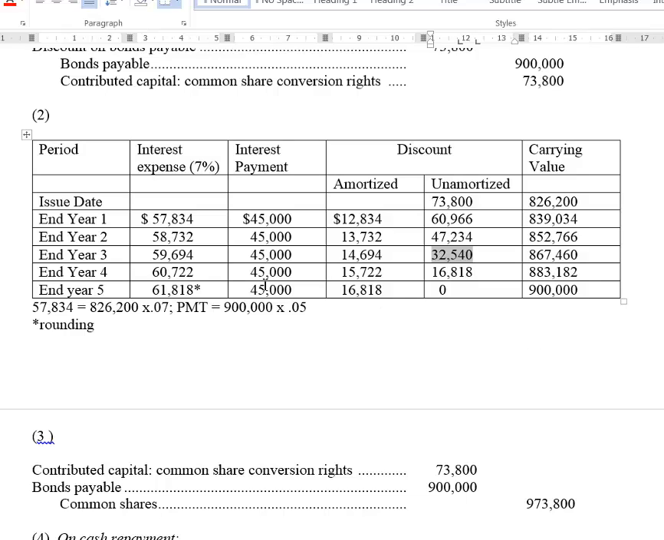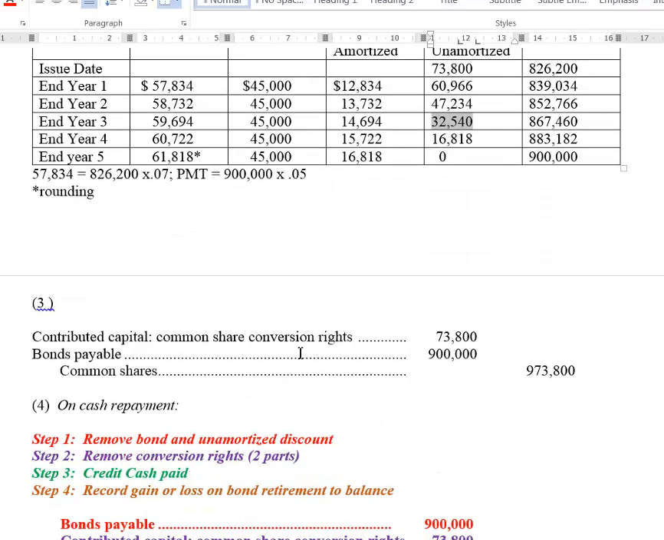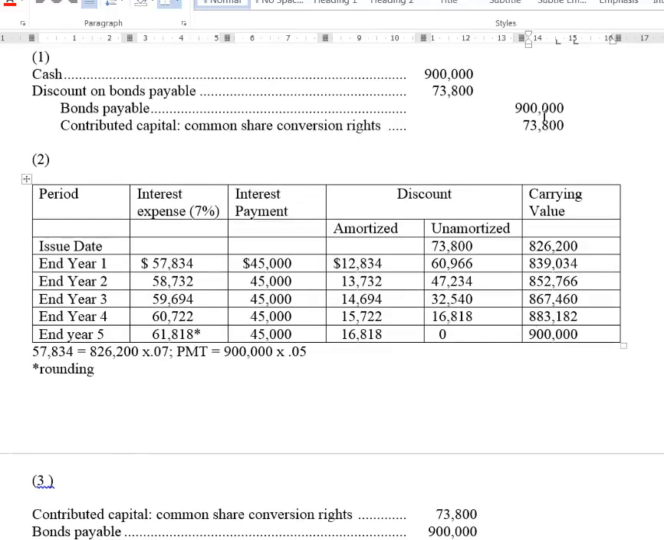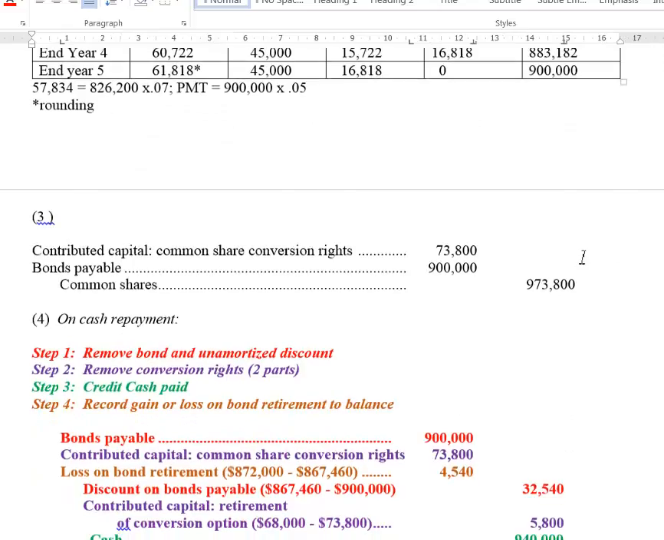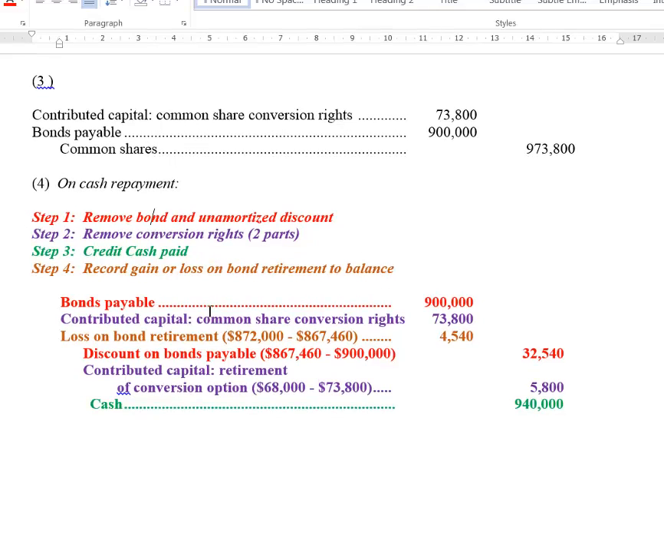Why? Because the bond is being taken off the books because the company is buying it back from us, so they're no longer going to have the bond. So we're going to remove the bond at its face value, because don't forget we set the bond up at its face value, $900,000 at the issue date. So we're going to remove the bond, debit it for $900,000, and remove the unamortized discount for $32,540.